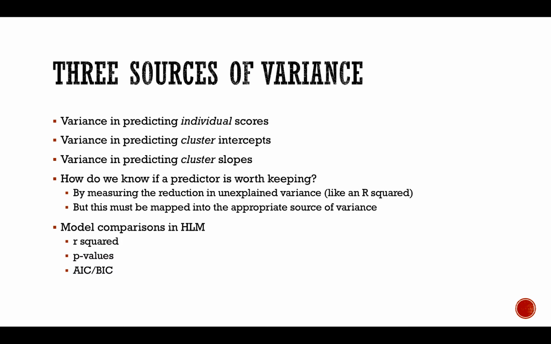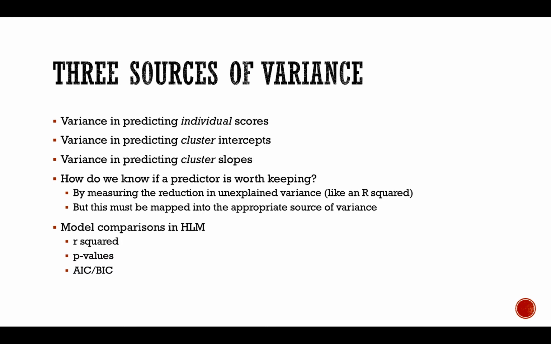And then we also have variance in predicting the cluster slopes. Those slopes are going to change from one cluster to the next, and what is the variance of that slope? Likewise, how do we know if a predictor is worth keeping? We can measure the reduction in unexplained variance just like we do with an R-squared. So by adding a predictor, it's going to reduce our variability in predicting the individual scores or predicting the slopes or predicting the intercepts. And so we're going to be able to identify the change in R-squared when we add a predictor. But these probably should be mapped into the appropriate sources of variance.